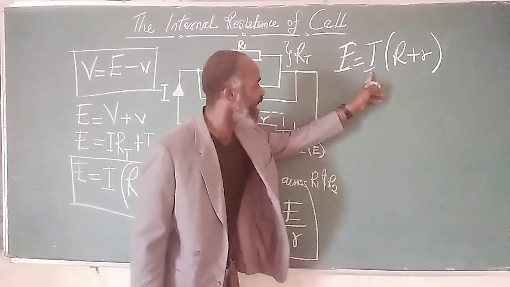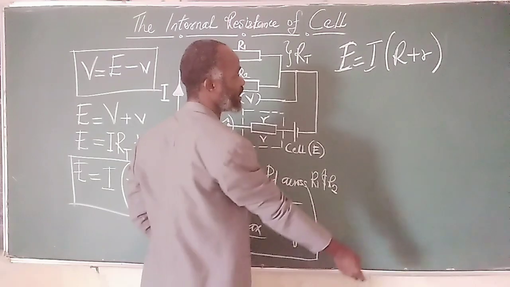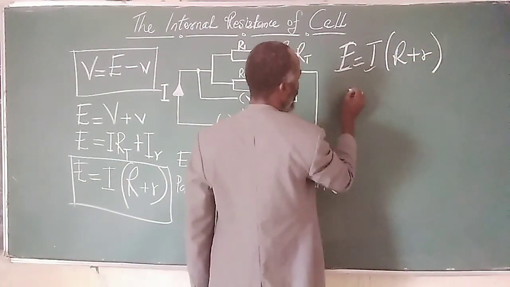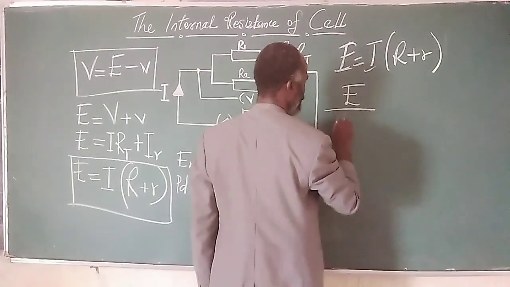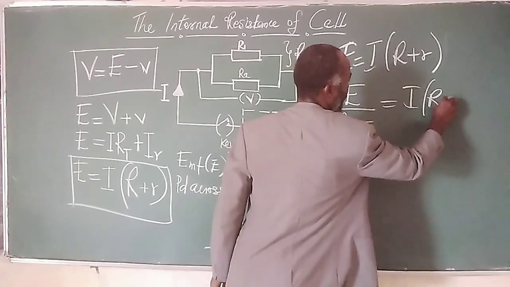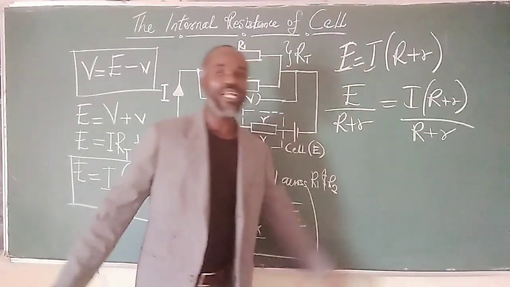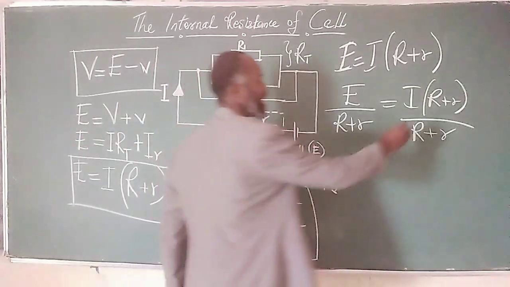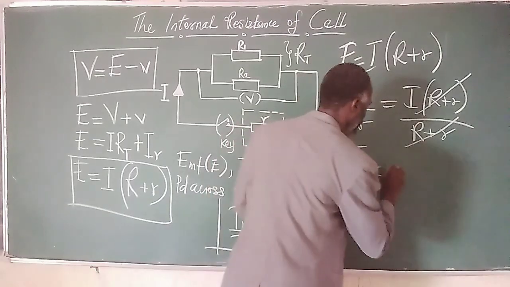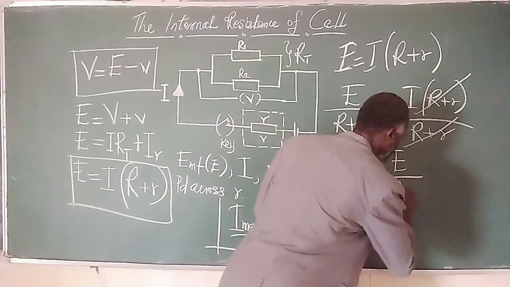We can now make I the subject again, because it was I that we made the subject in the first place. We can still make it the subject here by dividing through with this whole factor. So we have E all over R plus r is equal to I, bracket R plus r, all over R plus r. Look at it. This will take care of this, and we're left with I is equal to E all over R plus r.